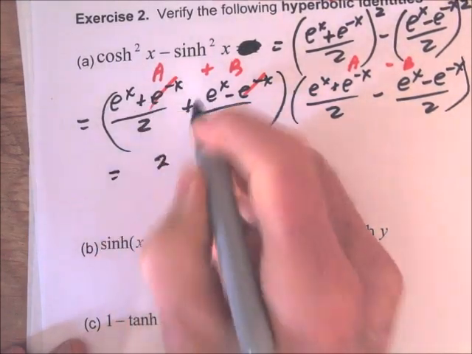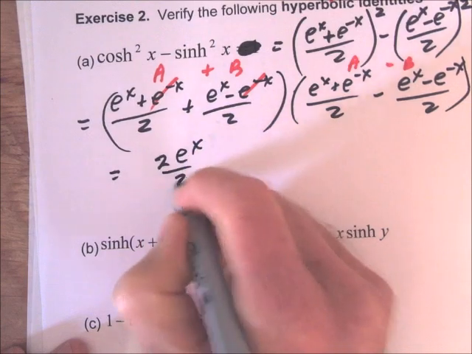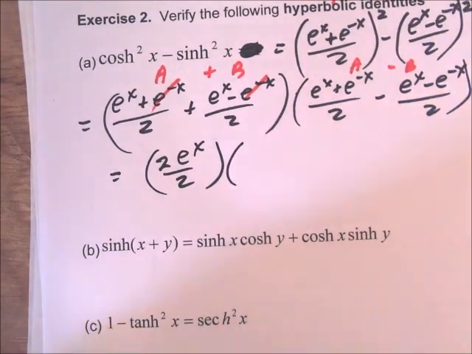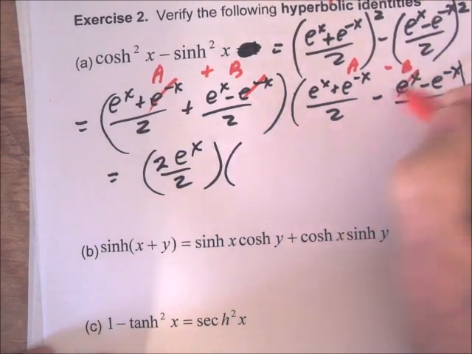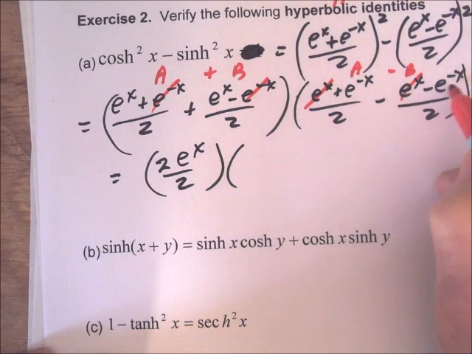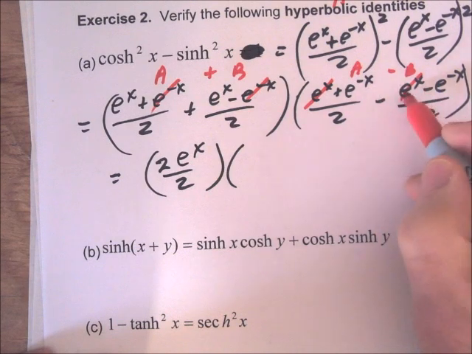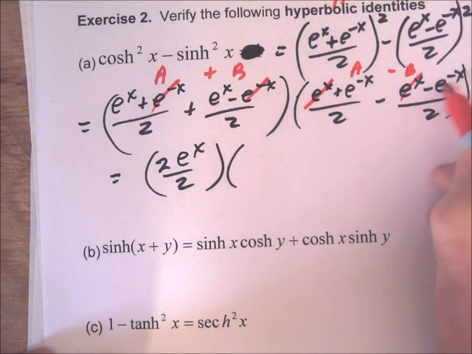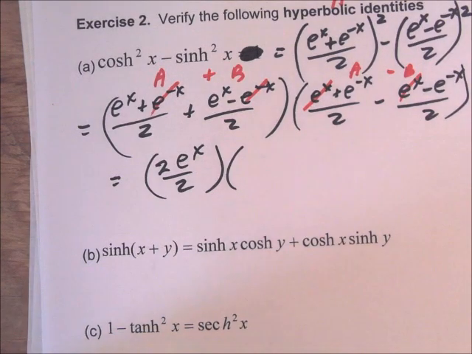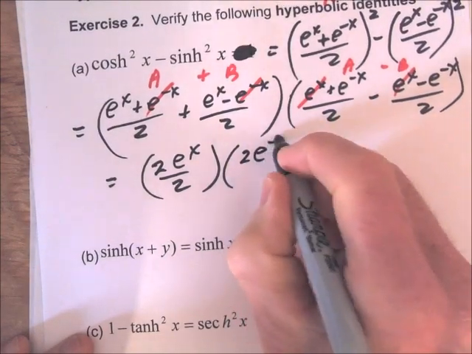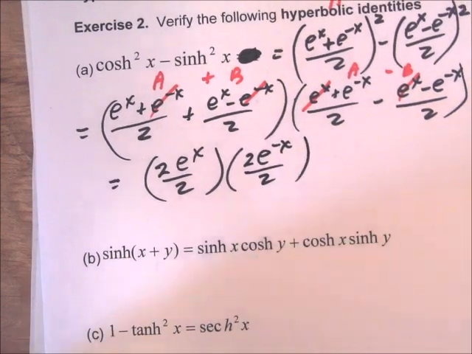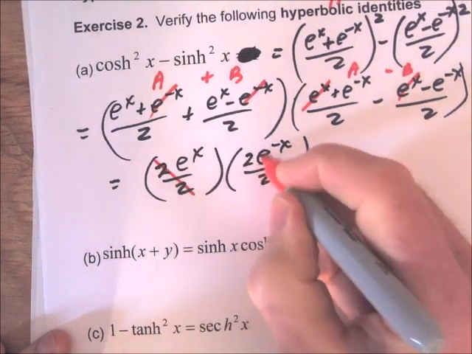We have e to the x plus e to the x would be 2e to the x over 2. And the second factor, if we distribute the minus sign, e to the x minus e to the x will cancel. And this will be a double negative: e to the minus x minus a negative e to the minus x. This will be 2e to the minus x over 2. And then the 2's cancel. 2 divided by 2 is 1, so those will cancel.